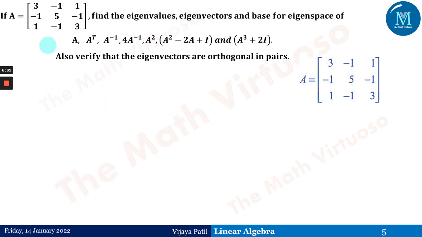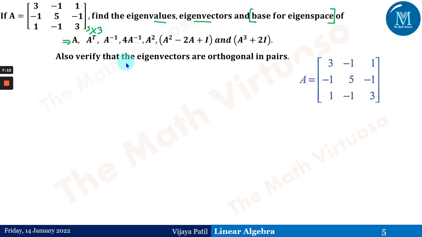So what is the problem? The first problem I would like to deal with involves a few combined effects. First we are going to find the eigenvalues and eigenvectors, and then, which is very important, find the basis for the eigenspace of this A. Then we are going to find the eigenvalues and vectors of this as well. Also, we'll be verifying that the eigenvectors are orthogonal pairwise. So we have this 3 cross 3 matrix.